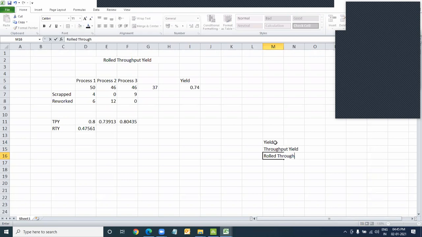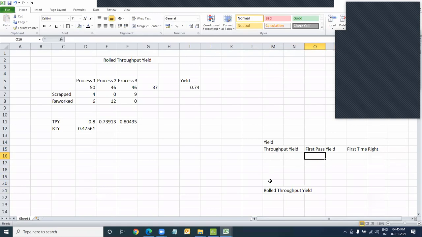Now, when to use which one? Yield, all are in percentages. Let me give other synonyms also. Throughput yield is also known as first pass yield, first time right, bottom line. So you have multiple names given to the same thing.